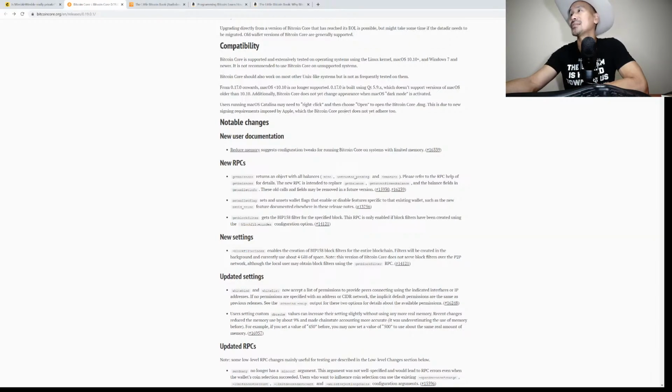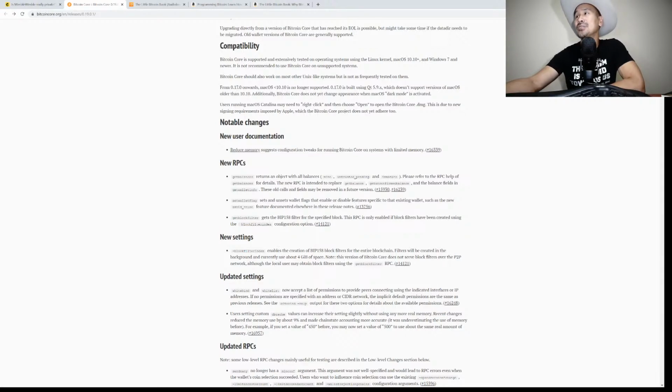Set wallet flags sets and unsets wallet flags that enable or disable features specific to that existing wallet, such as the new avoid reuse feature documented elsewhere in the release notes. So avoid reuse is basically don't reuse any kind of addresses and so on. And you can set that for the multiple wallets. And I think a while back they set it so that you can load multiple wallets at the same time. So you need to be able to set that flag on each wallet and so on.